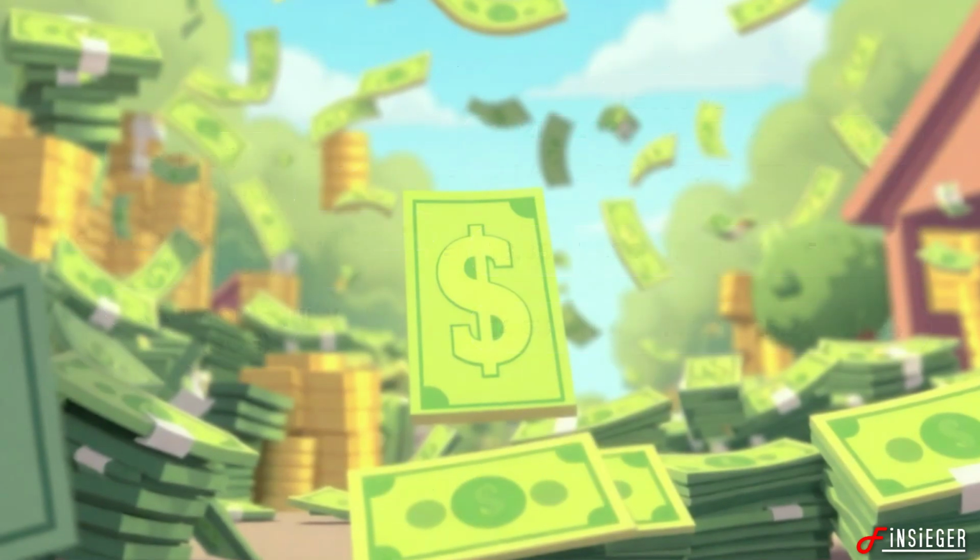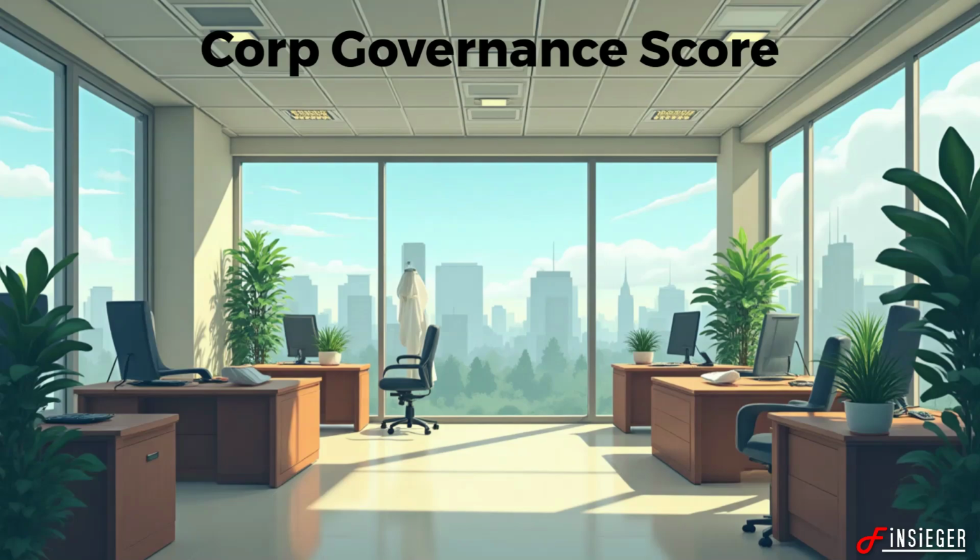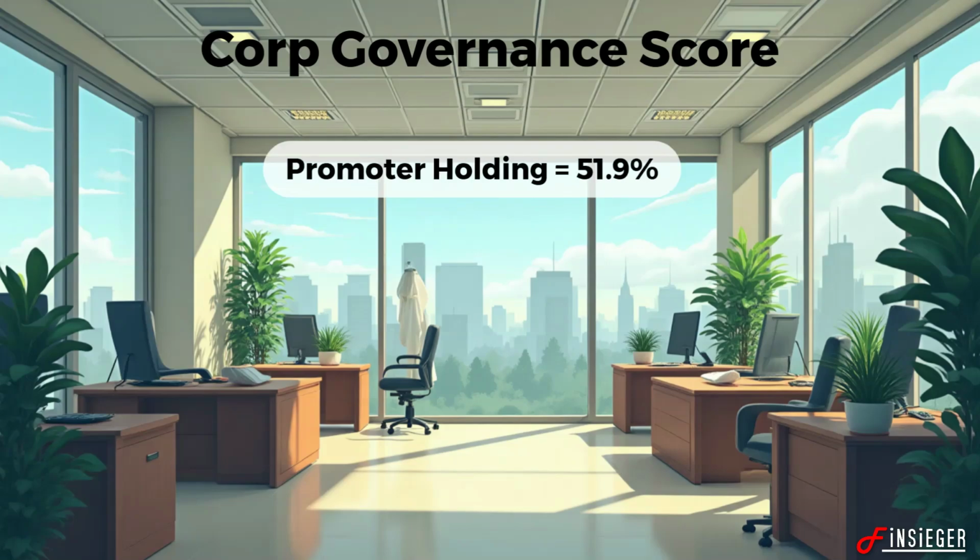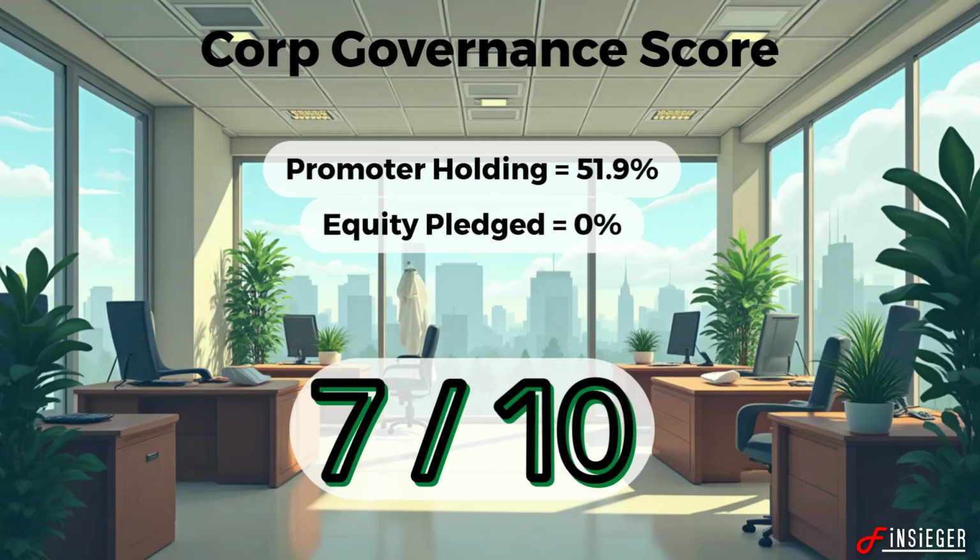In terms of governance, promoter holding and pledge percentage are very important. Here, promoter holding is around 52% and there are no shares pledged. So in case of governance, Divis gets 7 out of possible 10.